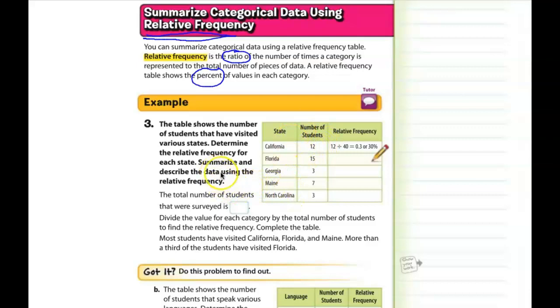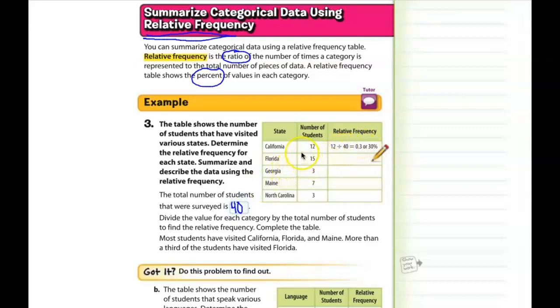So the first thing we have to understand is how many different students are we talking about here? How many were surveyed? So we're going to find that by adding the number of students. So 12 plus 15 is what number? 27, very good. Plus 3 is 30. And then if you have 7 plus 3 is 10, 10 plus 30 is 40. So we're talking about a total of 40 students.